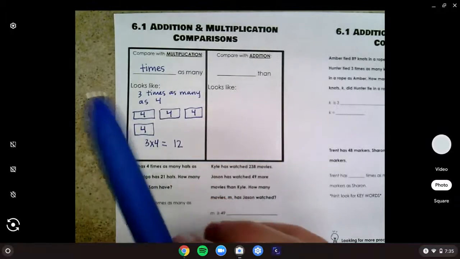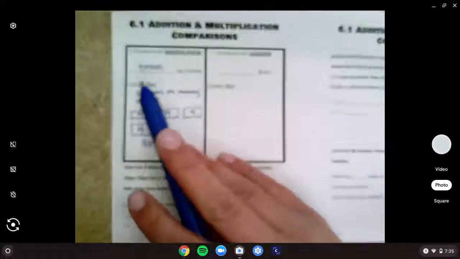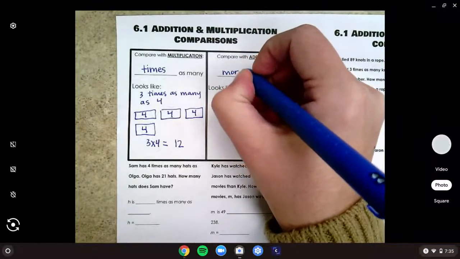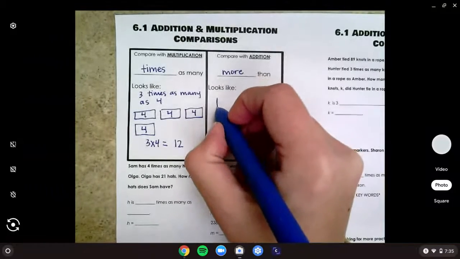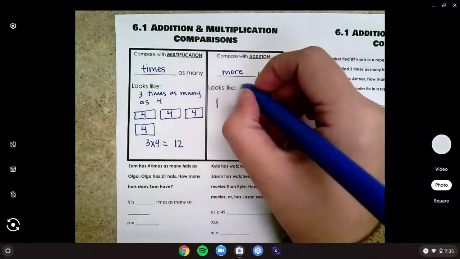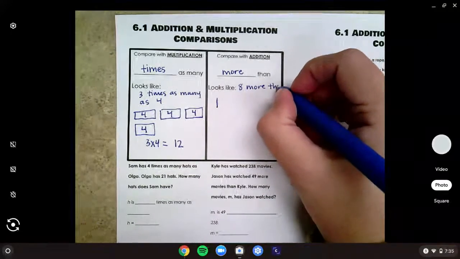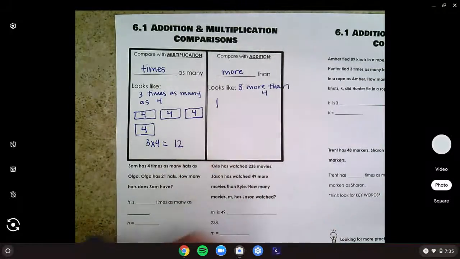Now let's look at when we have addition. Addition's phrase is different. It's not going to be times as many. We're looking for when it talks about more than. When we're comparing things, more than, okay? Like with subtraction, we say less than, like 6 less than 2 is 4. Let's say we have 8 more than 4.